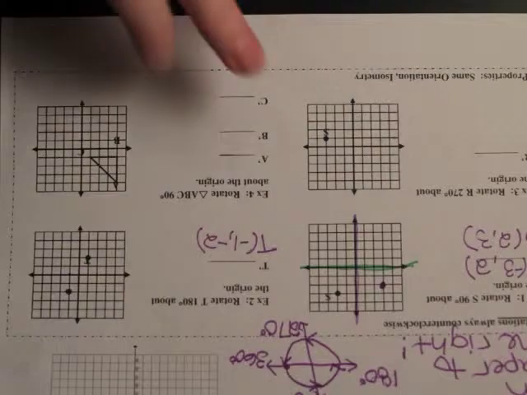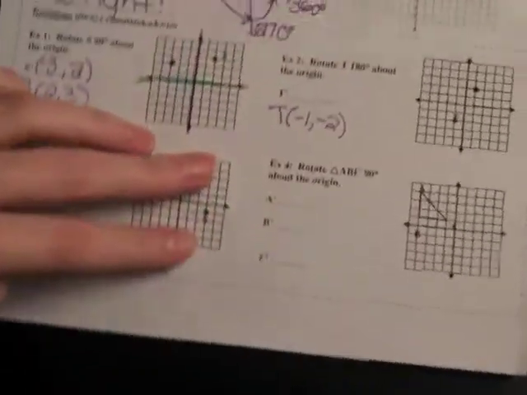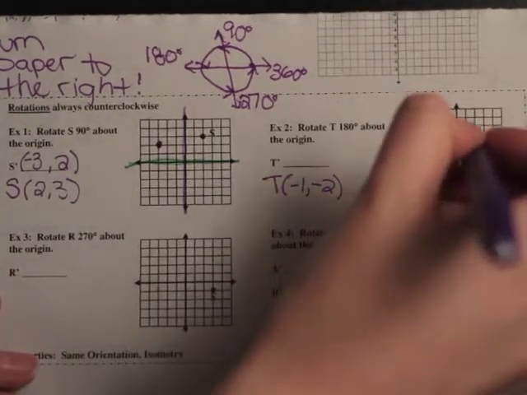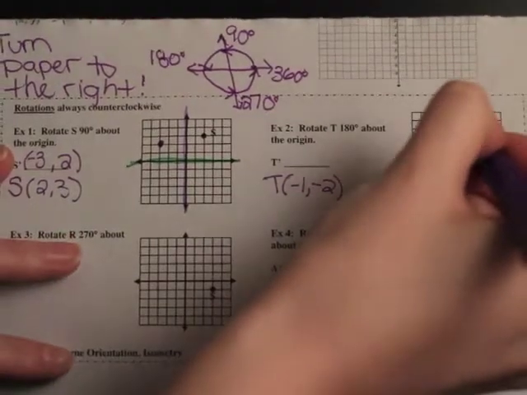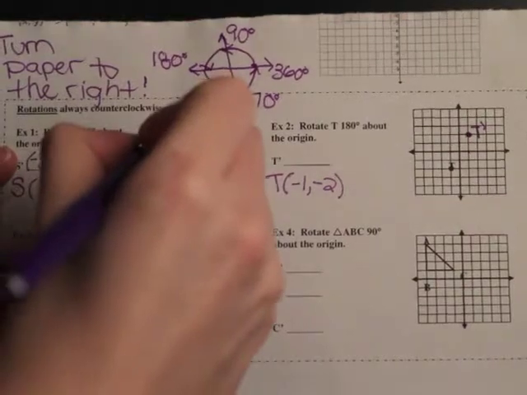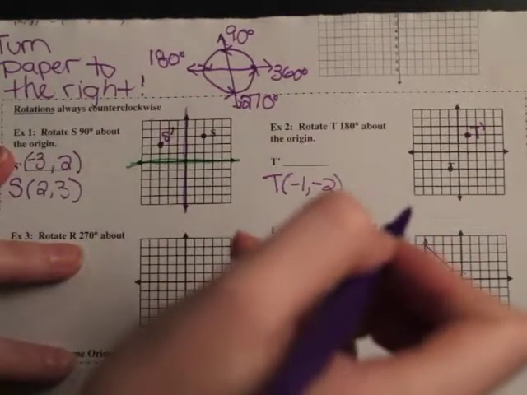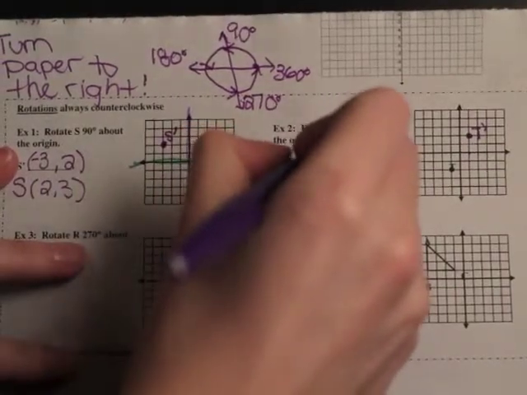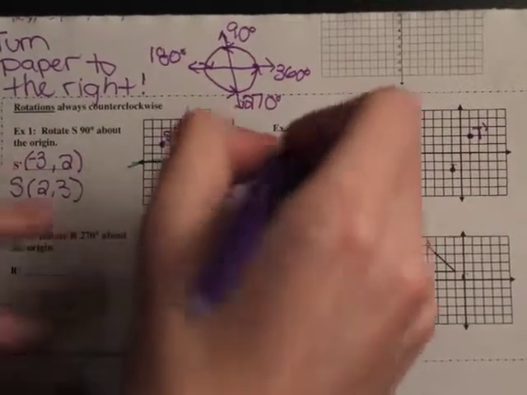So I'm going to turn the paper right way around again. And then I'm going to find those points, and it is at 1, 2. This is my point, T prime. And this over here is my point, S prime. So T prime is at 1, 2, and that's all it takes.